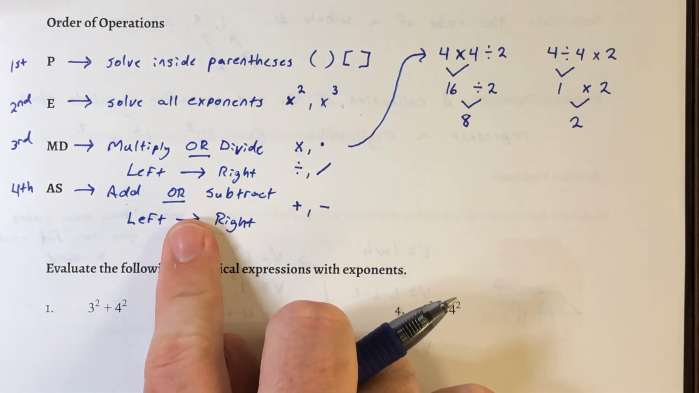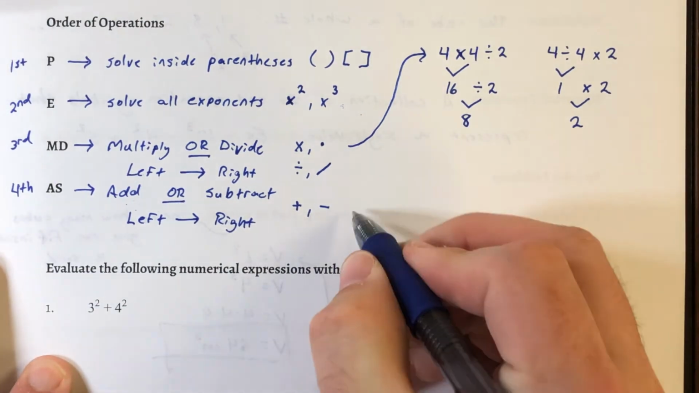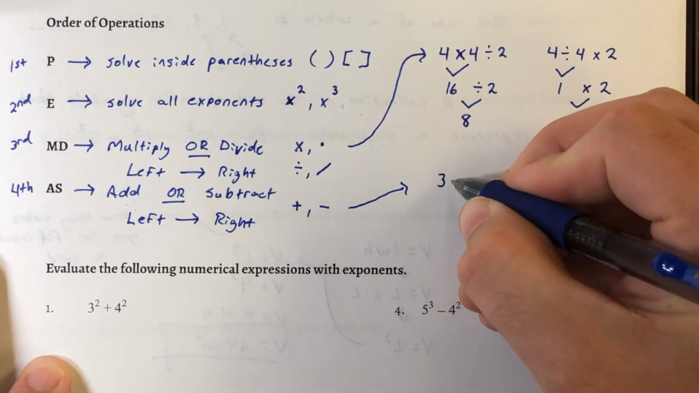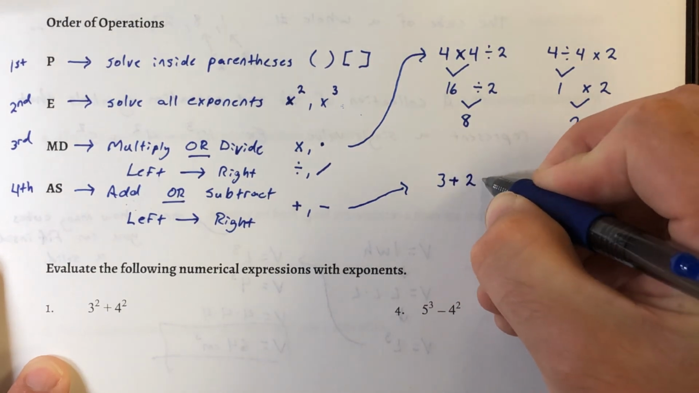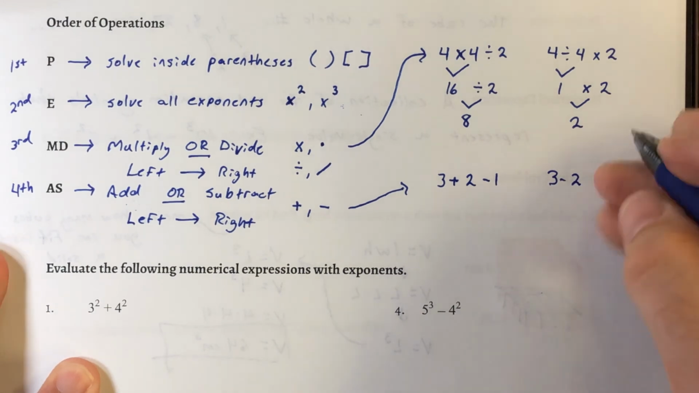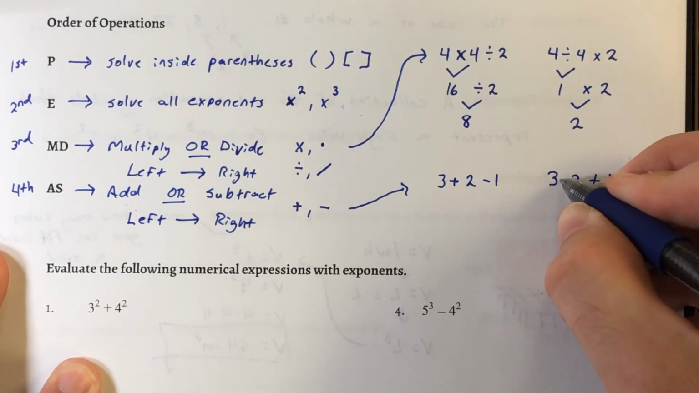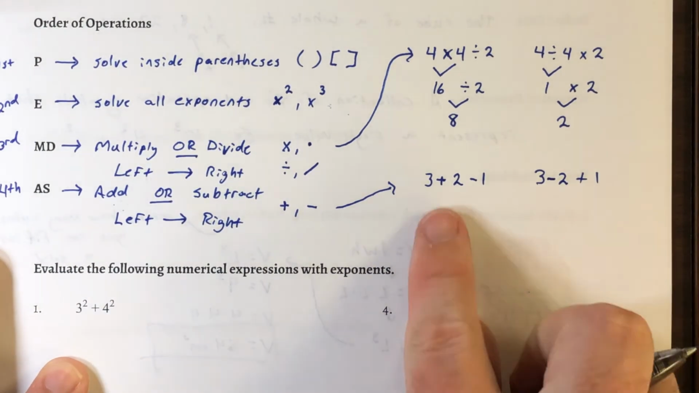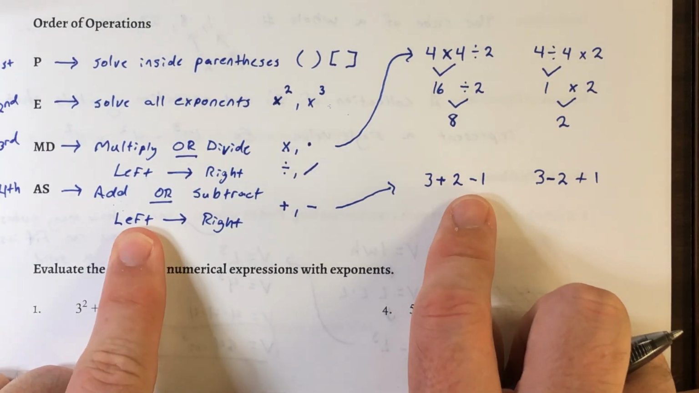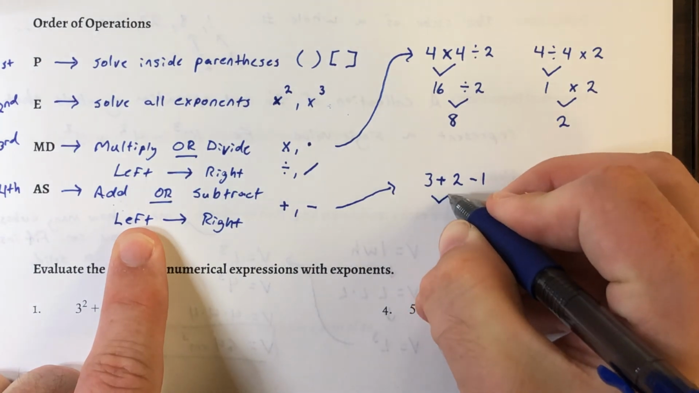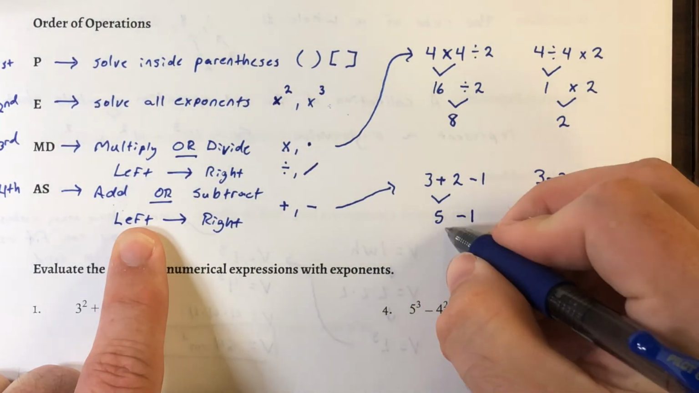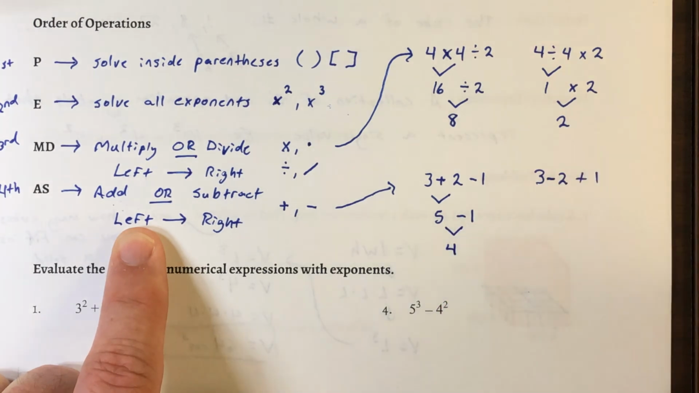The same thing applies to addition or subtraction. So our two examples are going to be 3 plus 2 minus 1 and 3 minus 2 plus 1. So in the first example, I have addition and subtraction. Which one do I do first? You must work your way left to right. So I have to start with addition first. 3 plus 2 is 5. And then I'm going to subtract second. 5 minus 1 is 4.